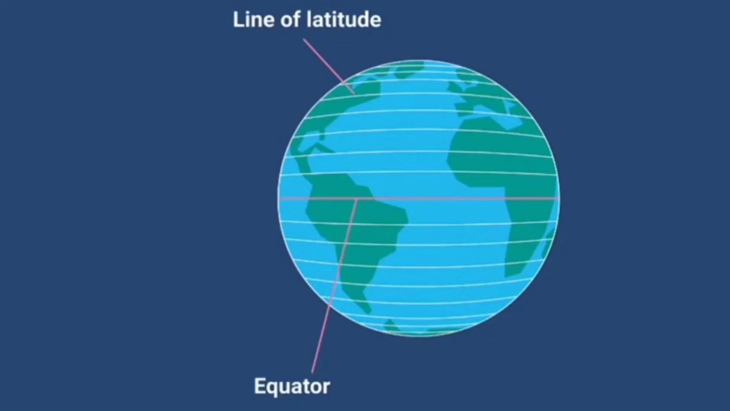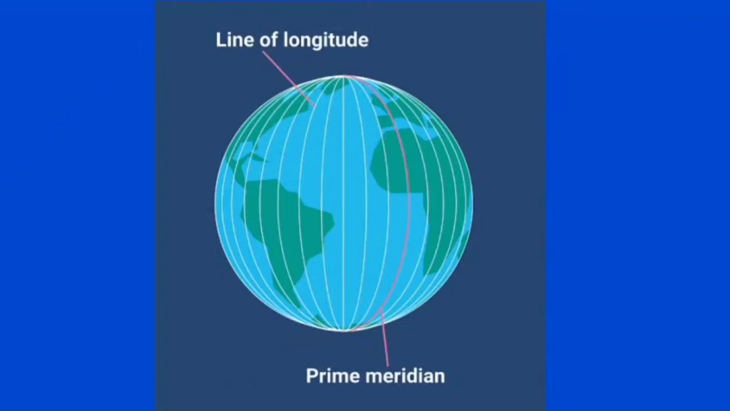It is equidistant from the geographical poles and lies in a plane perpendicular to the axis of the planet. And the vertical lines separate the earth into eastern and western hemisphere. It also represents the reference line on the surface of the earth from which longitudes are measured.